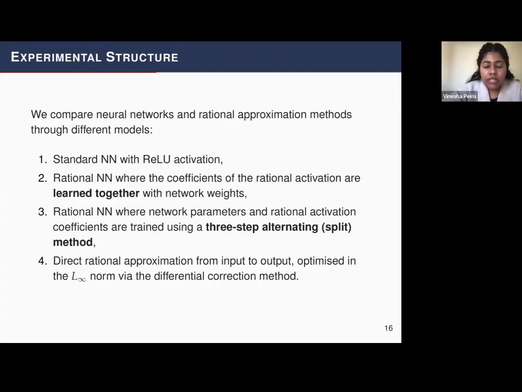And then all these neural networks are compared with the direct rational approximation from inputs to outputs. So we don't have any hidden layers or anything at all. We just use rational approximation directly to approximate the output of the data set. And for this, we are going to use the differential correction method. This is another powerful method based on linear programming techniques.